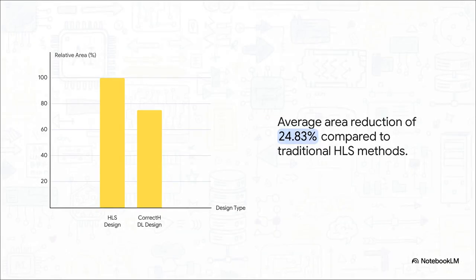But it's not just about being correct, it's about being better. This chart shows the actual physical size of the chip. The CorrectHDL designs, the ones made by the student with the teacher's help, are on average almost 25% smaller. And in the world of chip making, smaller is everything. It's cheaper and more efficient. And for the trifecta, check out power consumption. The CorrectHDL designs use almost 27% less power. That's a massive deal. That translates directly to longer battery life on your phone and lower electricity bills for giant data centers. It's a huge win.